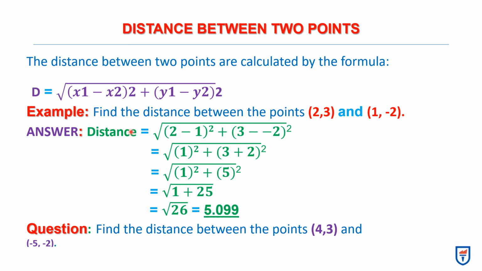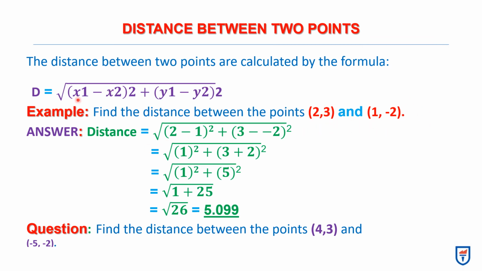For example, the question is saying find the distance between the points (2, 3) and (1, -2). So to calculate this, you've got 2 points. Now we substitute these into the distance formula. You label your points as x1, y1, x2, y2. After labeling them, you substitute them into the formula. In this instance, we label this one as coordinate 1 and this one as coordinate 2.